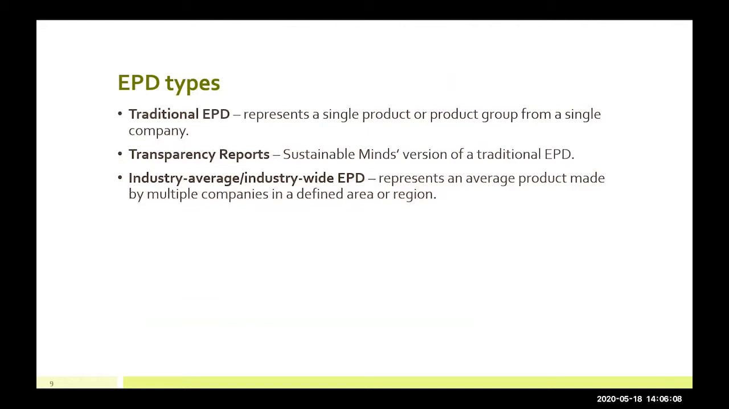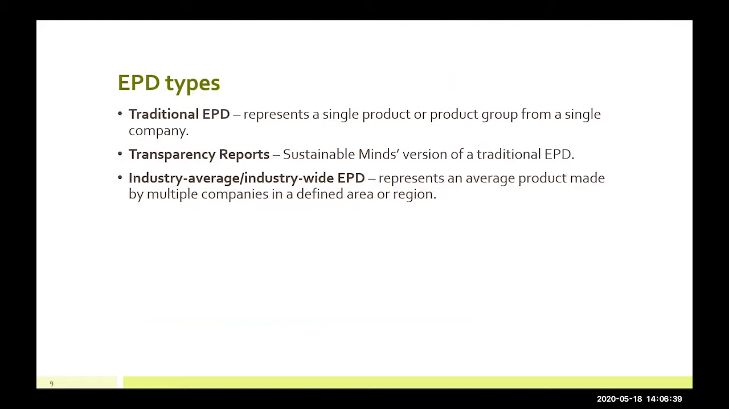The second type of EPD is a transparency report, and this is Sustainable Minds' version of a traditional EPD. Now, Sustainable Minds is one of our North American program operators, and their goal with this type of EPD is just to reformat the technical information inside a traditional EPD so then it's easier to read for the user and easier to understand.